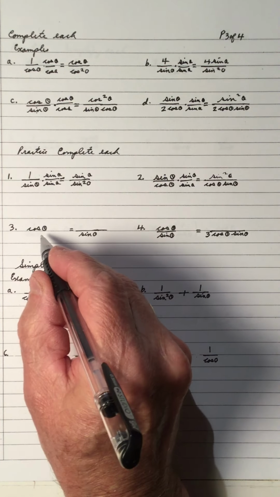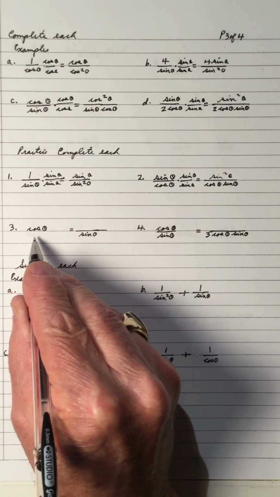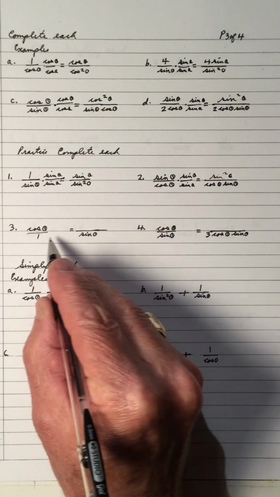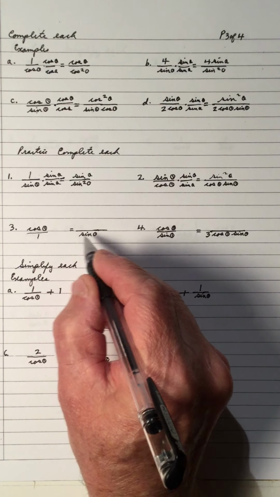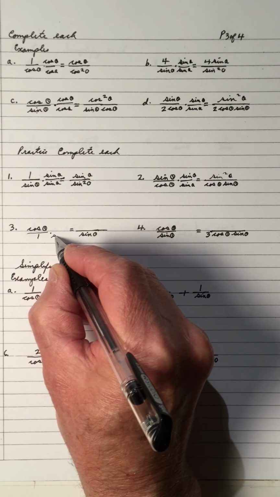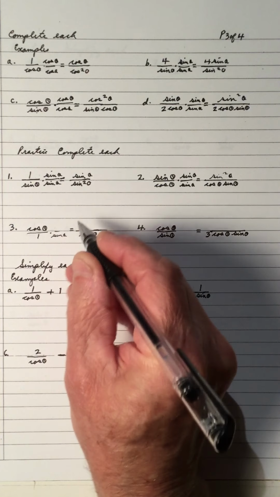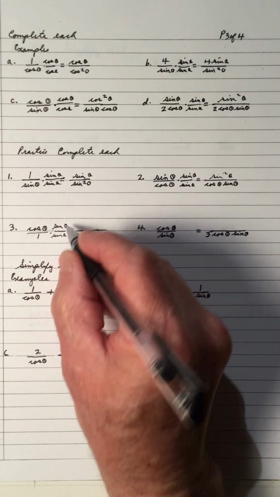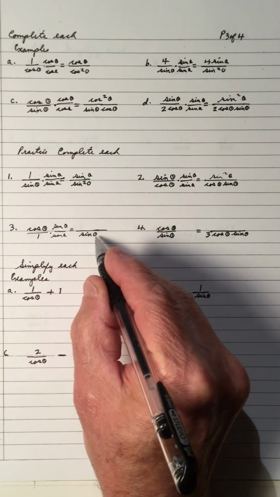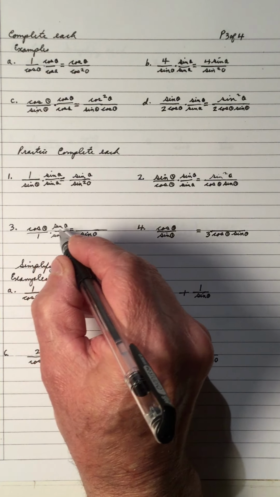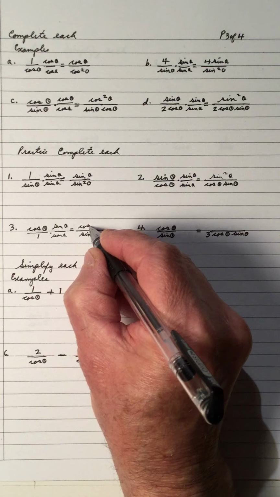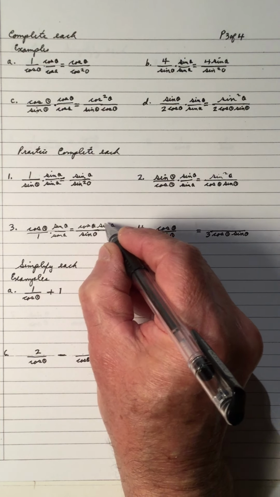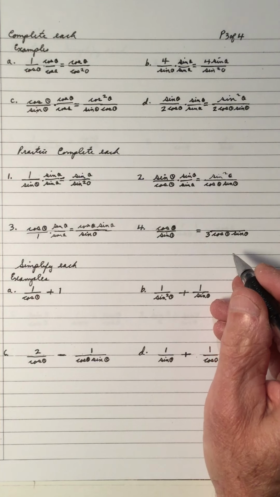And we want cos, and cos is understood to be over 1. So what do we multiply 1 by to get sine? So it's sine theta. So that means the numerator is multiplied by sine theta. So 1 times sine theta is sine theta. Cos theta times sine theta is the numerator. So we made them equivalent fractions.